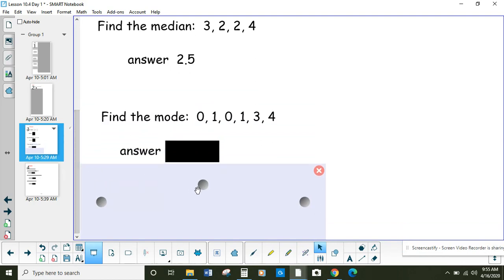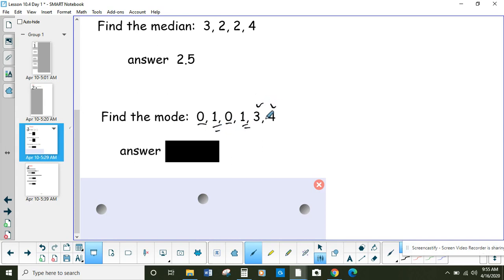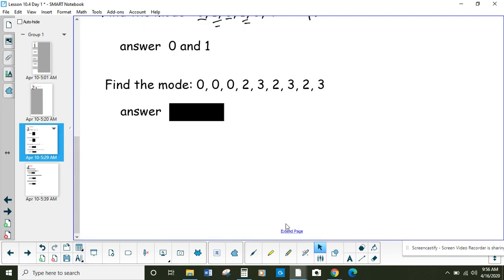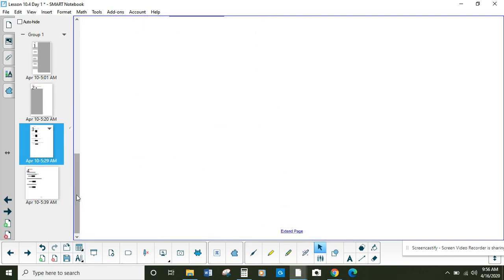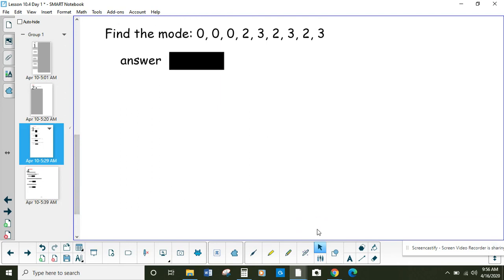What's the mode for these numbers here? Well, zeros show up more than 3's and 4's, but so do 1's. So the mode is 0 and 1. That's our answer. We can have more than one mode, or we can have no modes, right? All right, and the last question on this slide here. What's the mode now? 3 zeros, 3 3's, and 3 2's. That means what? No mode.